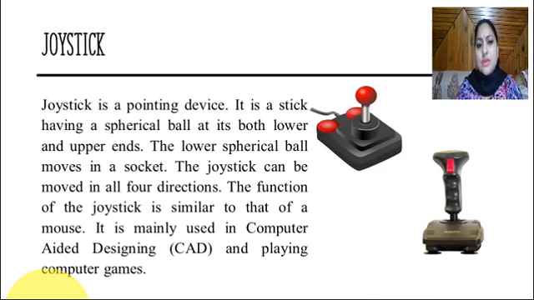Then we discuss the joystick. Joystick is a pointing device. It is a stick having a spherical ball at its both lower and upper ends. The lower spherical ball moves in a socket. The joystick can be moved in all four directions. The function of a joystick is similar to that of a mouse. It is mainly used for computer-aided designing and playing computer games.